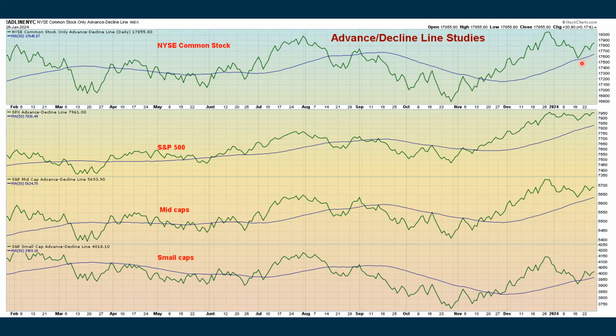This is the advance-decline line studies for the NYSE common stock on top, where we are seeing some improvement. The S&P has been holding up a little better. See, we're closer to this previous high, where the mid caps were showing some weakness, and they're coming back up, but not to that previous high yet. We've seen a little bit more weakness when we look at the small caps. They have a ways to go to come back to this previous high.